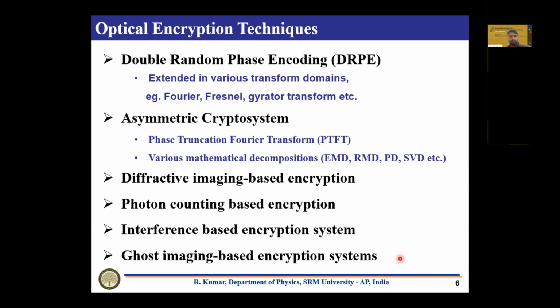Then recently, asymmetric cryptosystems have been designed using various mathematical operations combined with optical methods, mathematical decompositions, and other areas of optics like diffractive imaging, photon counting imaging, interference, and ghost imaging. All these things have been used for encrypting information.